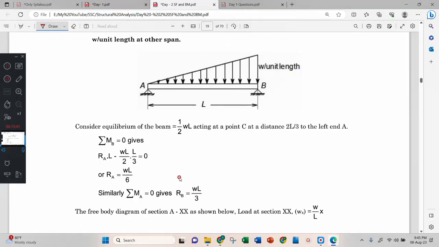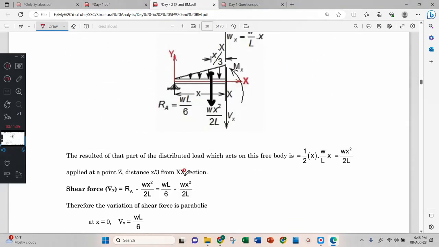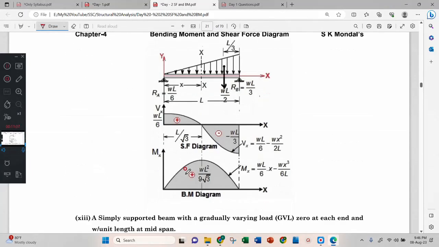UVL. Okay, UVL. Then support reactions we want. What is the support reaction? RA is WL by 6, and this is WL by 3. WL by 6, WL by 3. Okay, this is bigger, this is smaller, that's why smaller side and bigger side. For this, you remember the bending moment diagram.